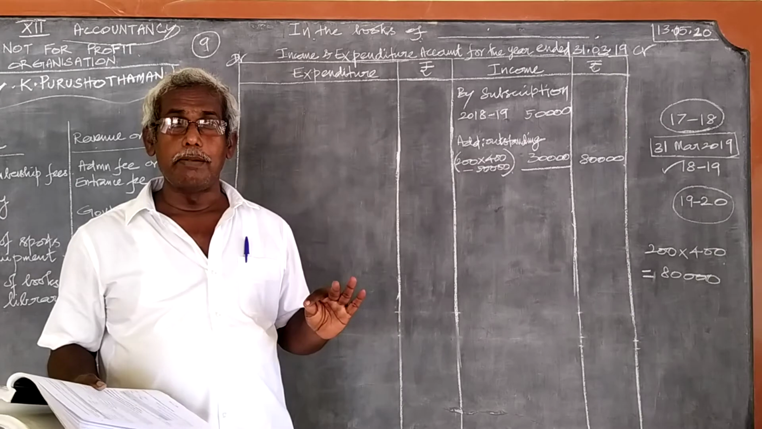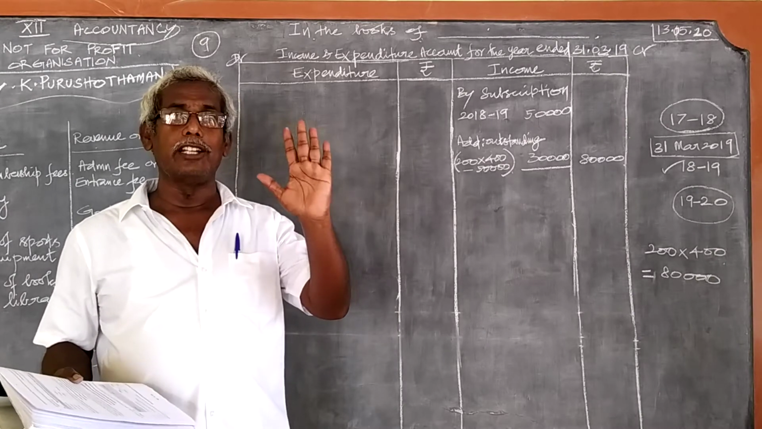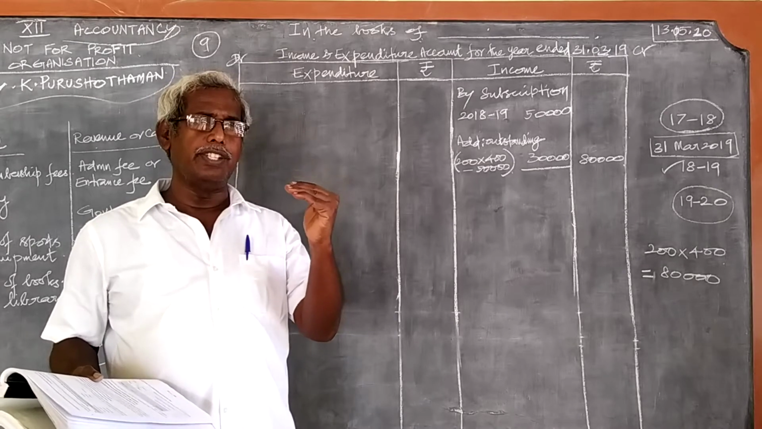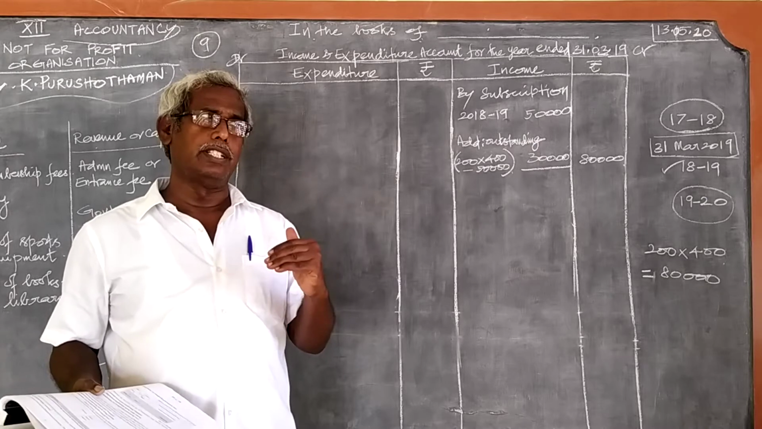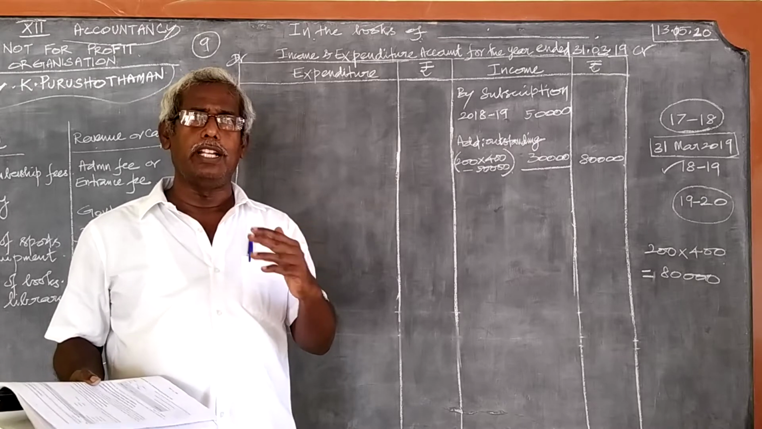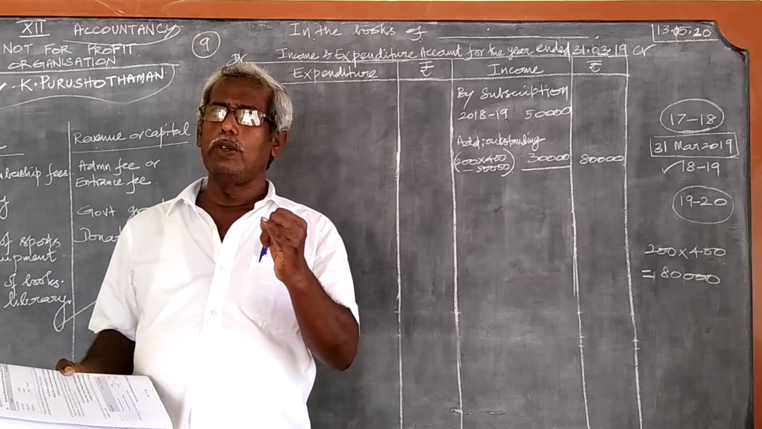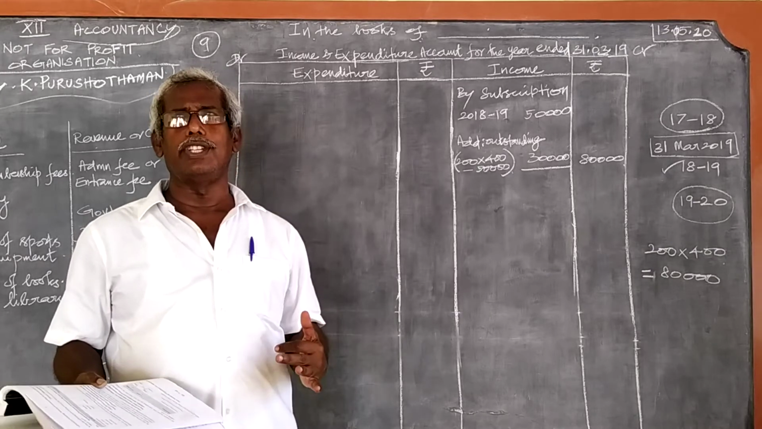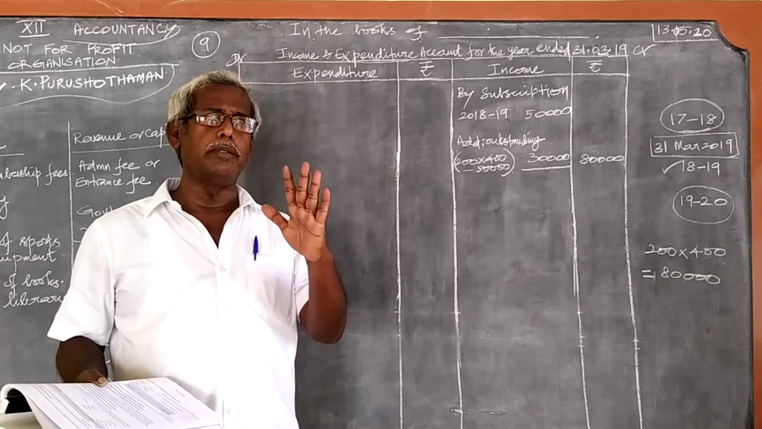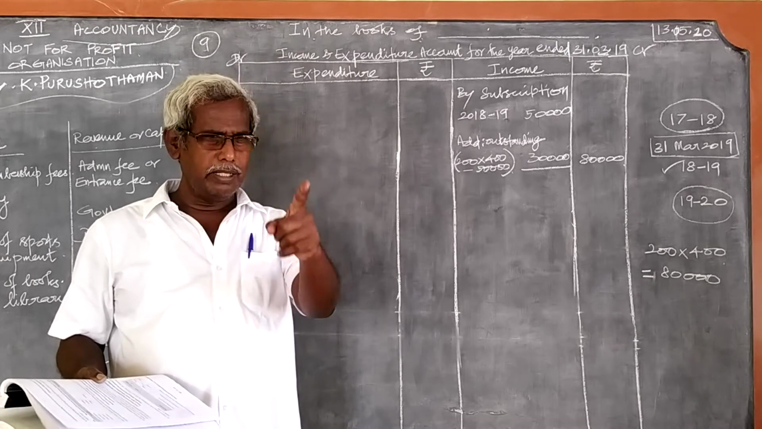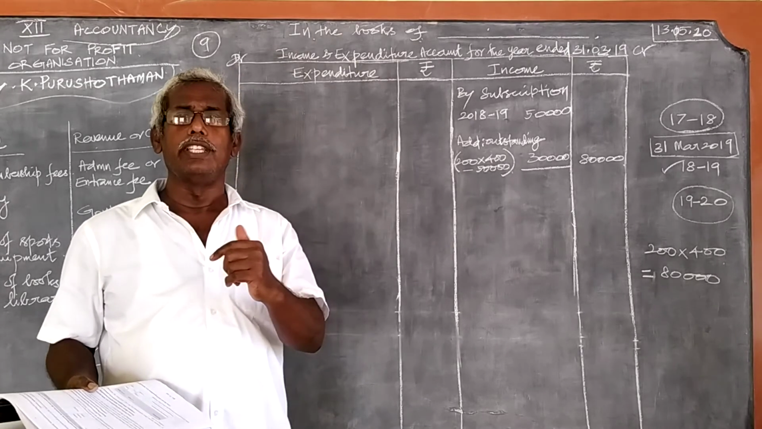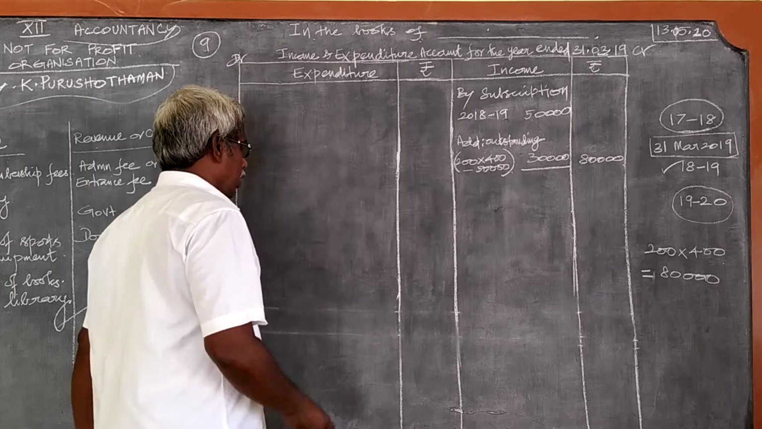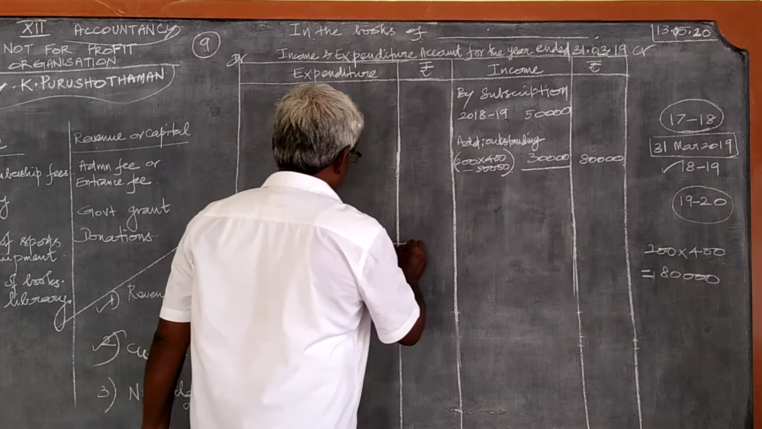If the question is to prepare final accounts under a not-for-profit organization, it is different from general organizations and companies, where the preparation of final accounts means the trading account, profit and loss account and the balance sheet. But in a not-for-profit organization, all three items do not appear here. Only the income and expenditure account and the balance sheet appear here. We have prepared the income and expenditure account. Now we are going to prepare the balance sheet.